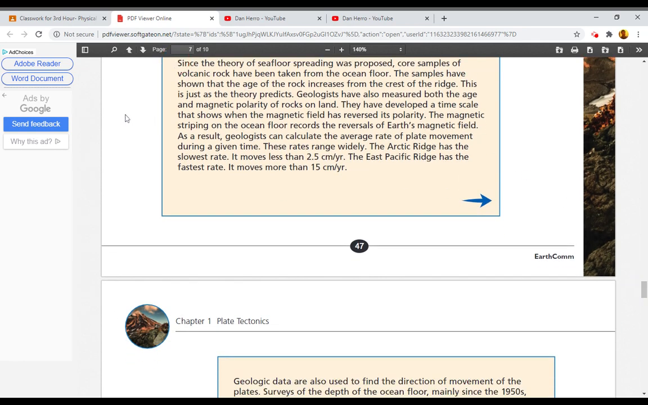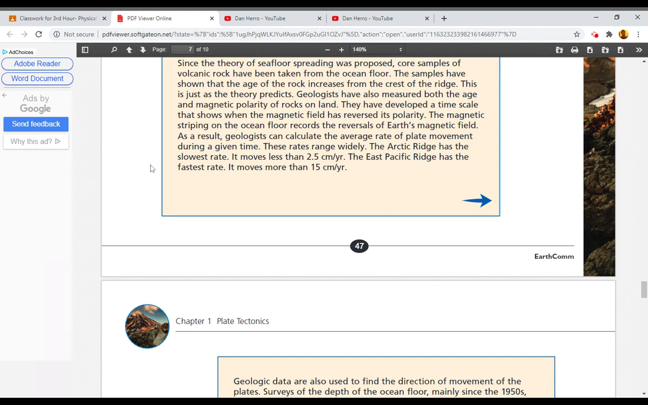Since the theory of seafloor spreading was proposed, core samples of volcanic rock have been taken from the ocean floor. The samples have shown that the age of the rock increases from the crest of the ridge. This is just as the theory predicts. Geologists have also measured both the age and magnetic polarity of rocks on land. They have developed a time scale that shows when the magnetic field has reversed its polarity.